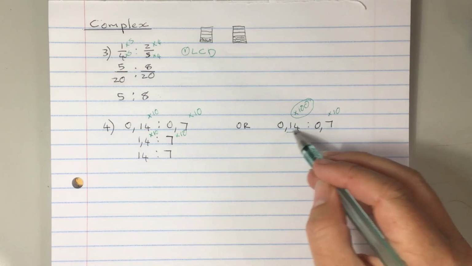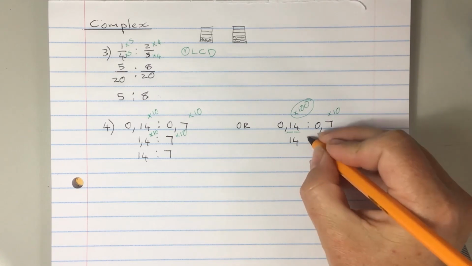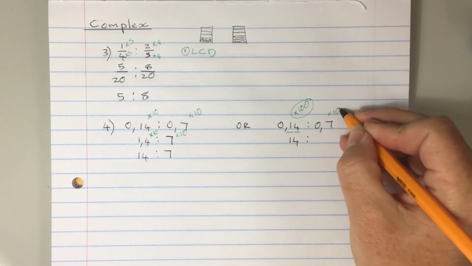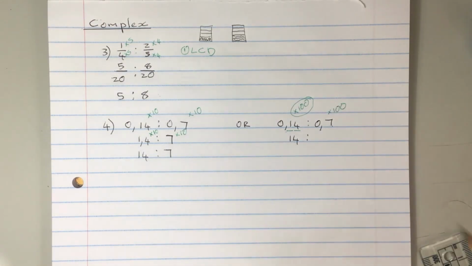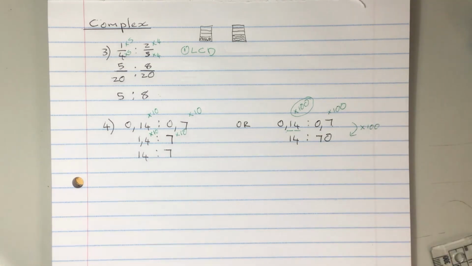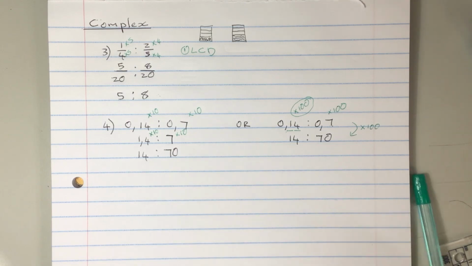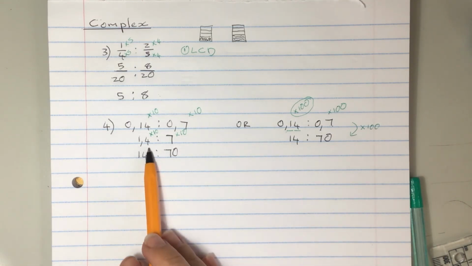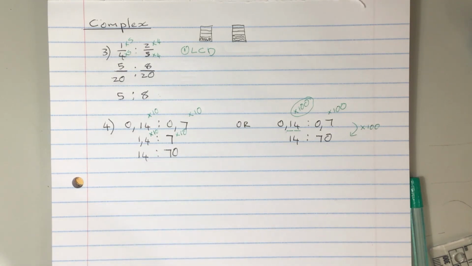So 0,14 times 100 will take me to 14, and 0,7 times 100, so I'm going to also multiply that by 100 to keep my ratio the same, which will give me 70, and you can double check on your calculators. So from there to there, we multiplied both ratios by 100, and that should be 70 over there. And then our final step is to double check. Is there a number that can divide into 14, that can divide into 70?